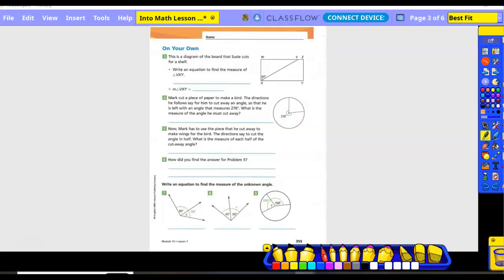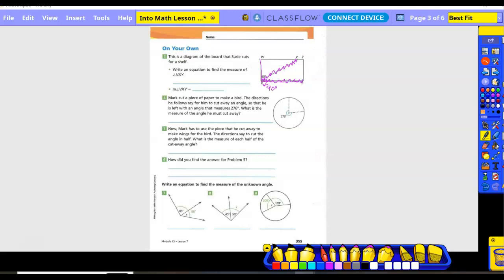This is a diagram of a board that Susie cut for herself. Write an equation to find the measure of angle VXY. Okay, so we know that what? WXY is what? It's a right angle, so it's 90 degrees, correct? Okay, and they want us to find what? VXY. So they want us to find this angle right here. So what am I going to do?